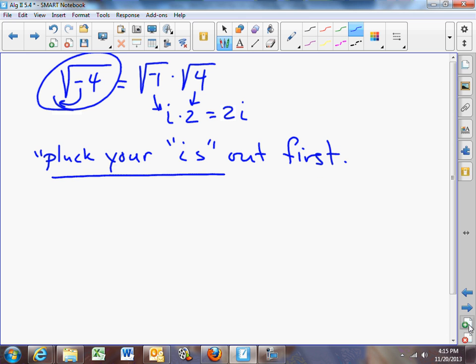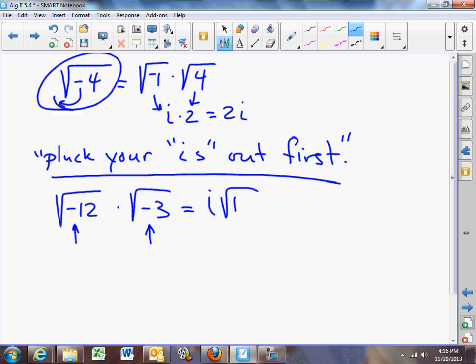Now this even becomes an order of operations. In other words, if you don't do this first, you can end up with a problem. Let's see if I can illustrate this. Let's say, for example, I have the square root of -12 times the square root of -3. Now, our new order of operations is to pluck your i's out first. Notice we have a negative sign inside this radical, and we have a negative sign in this radical. So this becomes i times the square root of 12 times i times the square root of 3.